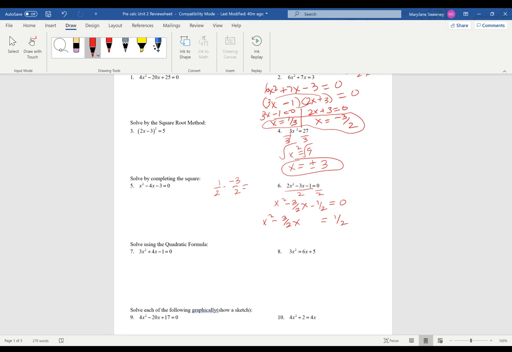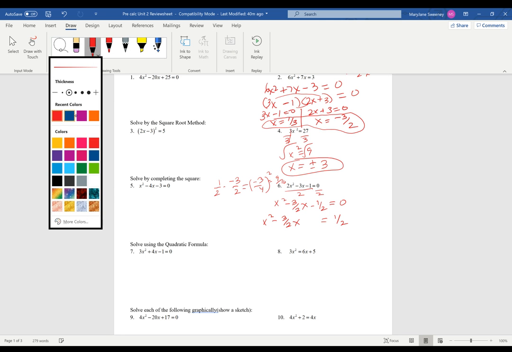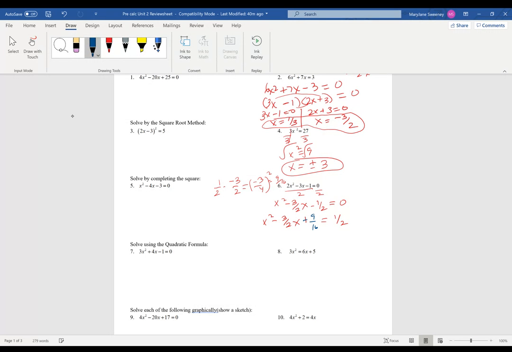Half of -3/2 is -3/4. Square it, you get 9/16. 9/16 then is what you would add to both sides. Now on this side, half the b is going to go in the parenthesis, which we figured out right here. On the other side, I'd have to have a common denominator.